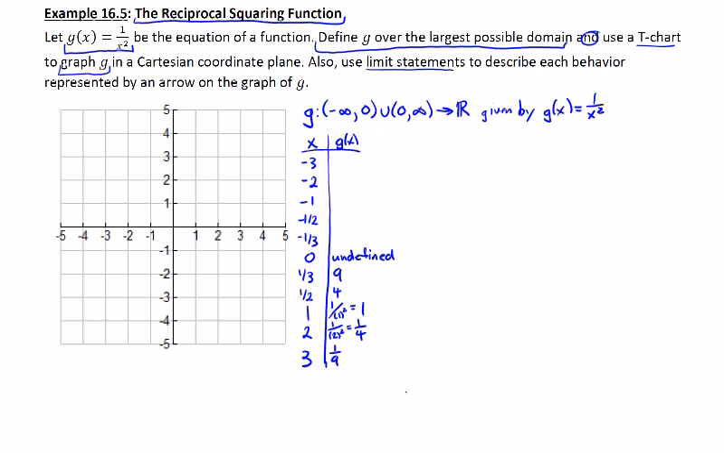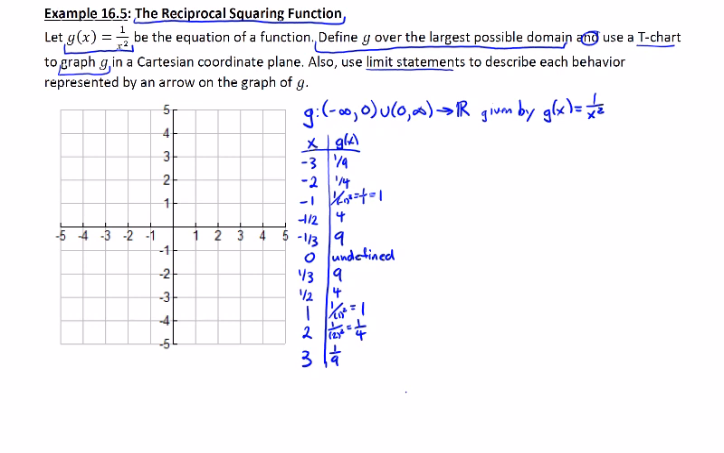For the negative x's, we're going to end up with the exact same result. Because if we think about what happens with, say, -1, 1 divided by -1 squared, as soon as I square -1, it's going to end up giving me positive 1, which is going to just give me 1. So all of these negative x's are going to end up mapping to the same y value that we have for their positive counterparts. That means -2 will map to 1/4, -3 will map to 1/9, -1/2 will map to 4, and -1/3 is going to map to 9.